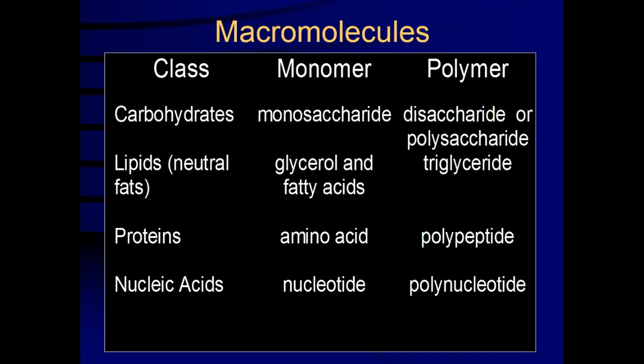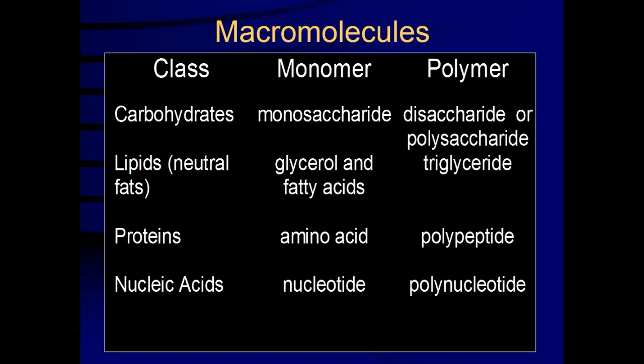Proteins. Proteins, the monomer is really easy. Those are called amino acids. You've probably heard about those. Right? Amino acids join together into long chains called polypeptides. So amino acids and polypeptides.